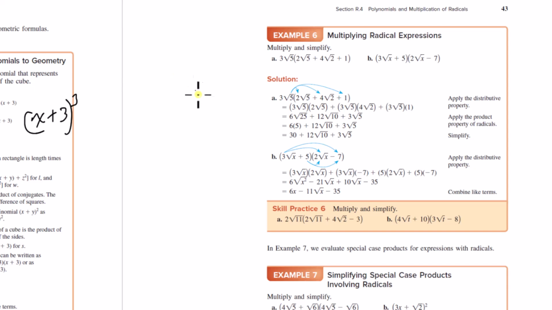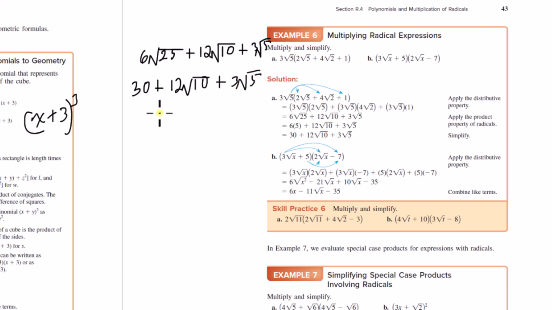Okay, 3 root 5 times 2, let's distribute here. 3 root 5 times 2 root 5 is going to be, let's see, you'll have 6, and then the properties of radicals, the same index, we get that. Then 3 root 5 times 4 root 2 is going to be 12 root 10, and then plus 3 root 5. Okay, so the principal root of 25 is 5. 6 times 5 is 30. Root 10, 5 times 2, we can't simplify that anymore. And then 3 root 5, we can't simplify. Now, can we simplify this further?